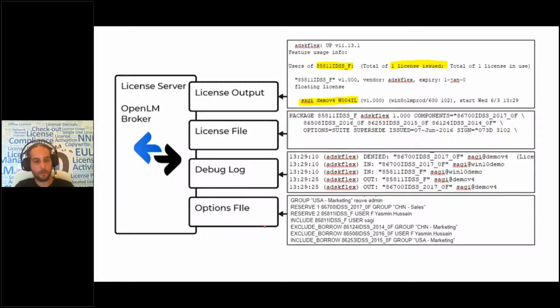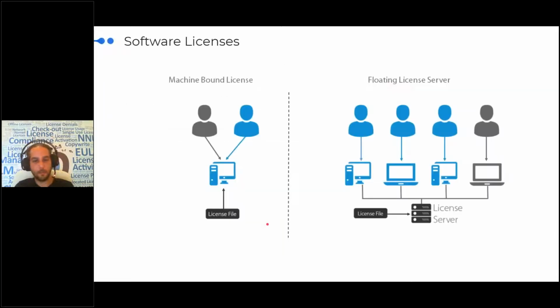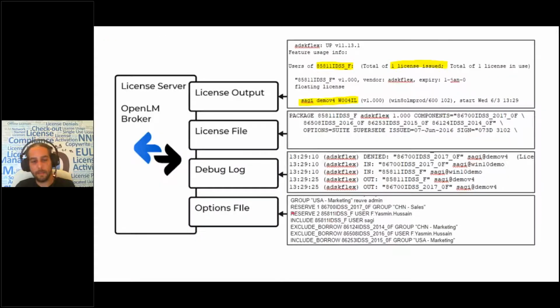Last is the options file. If you remember, I showed you that the license server can help you decide who gets the license and who doesn't. That's basically created using simple syntax: exclude this user, exclude this group from this feature, reserve one license to this group, and so on. That can be written by the admin and taken in by the license manager.